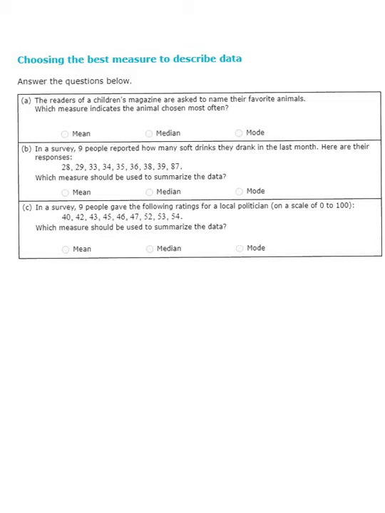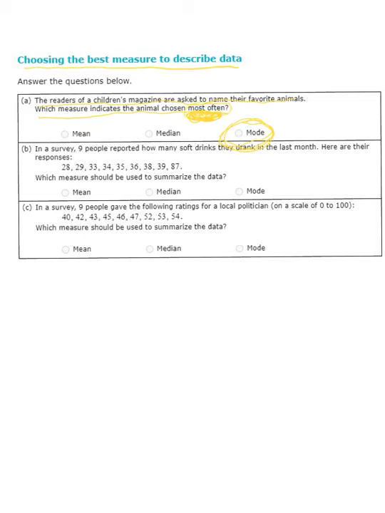But which is the best measure to describe the data? The mean, the median, or the mode? So let's think about this. The readers of a children's magazine are asked to name their favorite animals. Which measure indicates the animals chosen the most often? Well, that's going to be the mode, because it's the only thing it could be. You can't find the mean of animals, so the mode is most often. So anytime you see this most often, you know that's going to be mode.